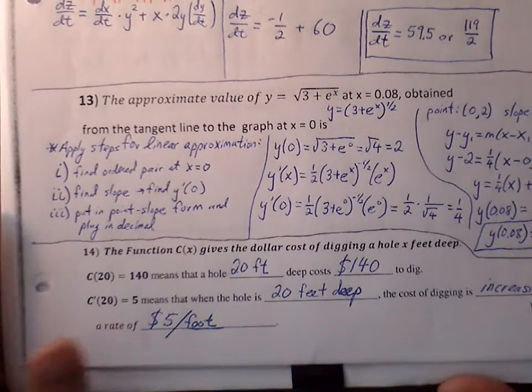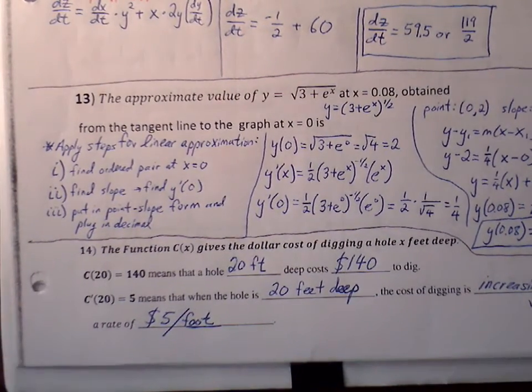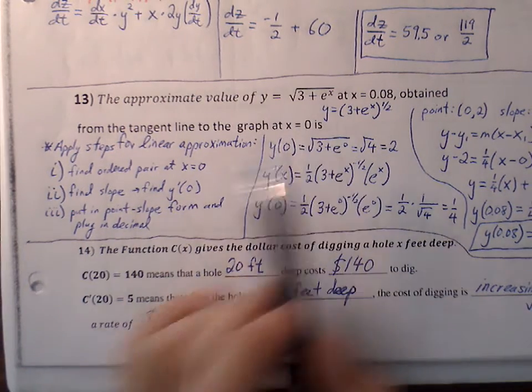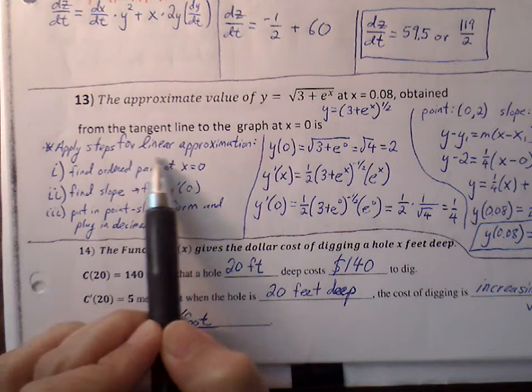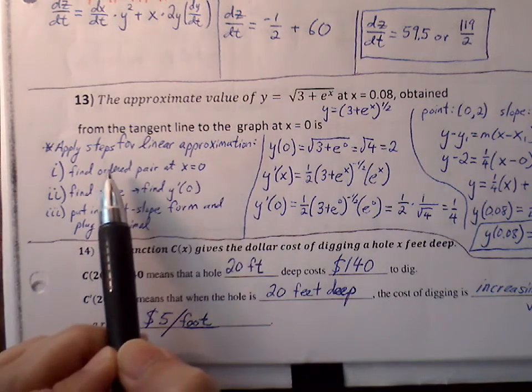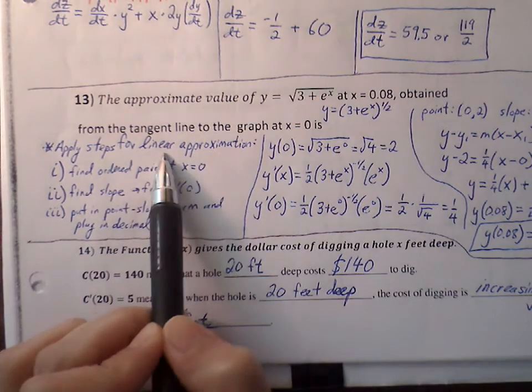Okay, number 13, the approximate value of y equals the square root of 3 plus e to the x at x equals 0.08 obtained from the tangent line to the graph at x equals 0 is. So we're going to apply steps for linear approximation. Okay, so let's go through the steps for linear approximation.